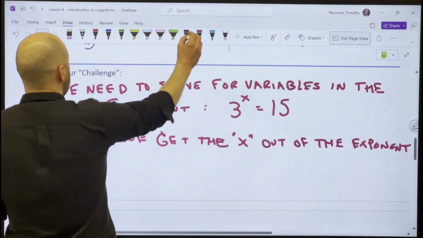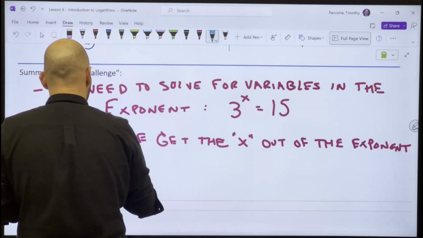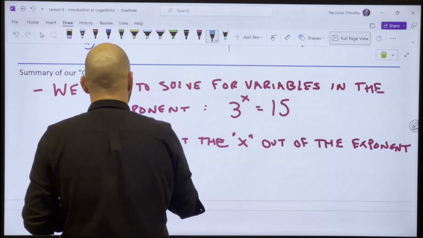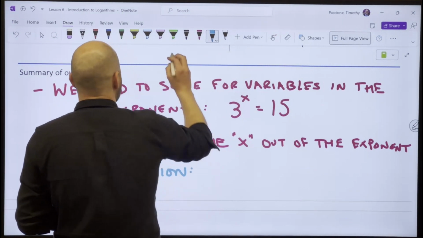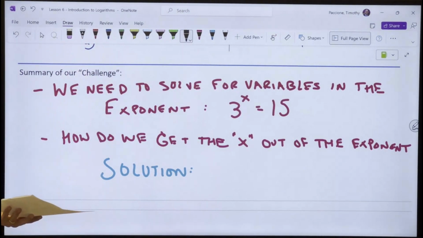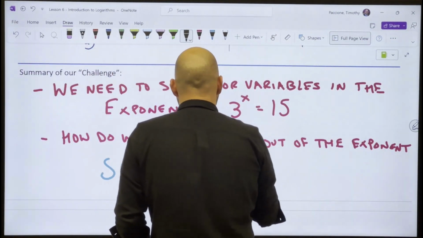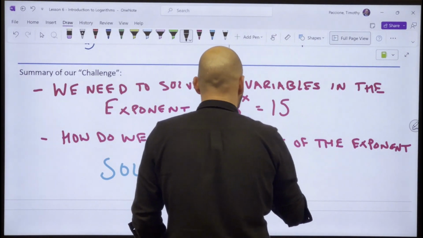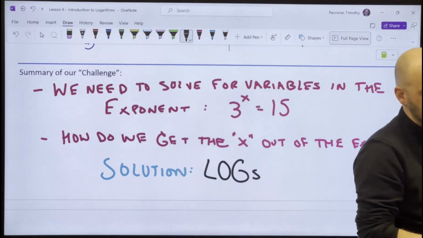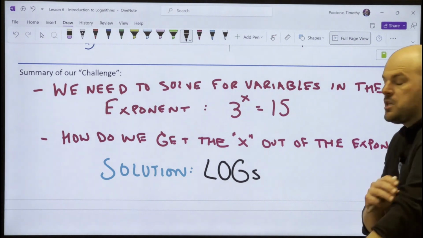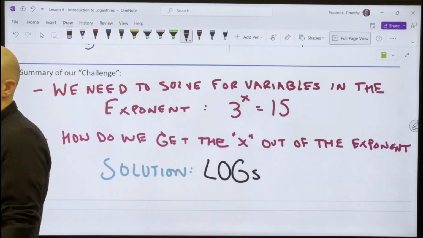So our solution to our challenge, to our problem, is what? The inverse, which the inverse of an exponential function is? A log. We just say logs for short. Rarely do I say logarithmic, okay? So logs. Logs are our answer to our problems.